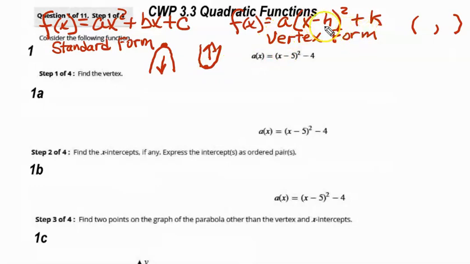So what would the vertex be? Well, it's going to be H, K. And that is before it goes into this formula. So our step one, here's an equation in vertex form. What is the vertex?